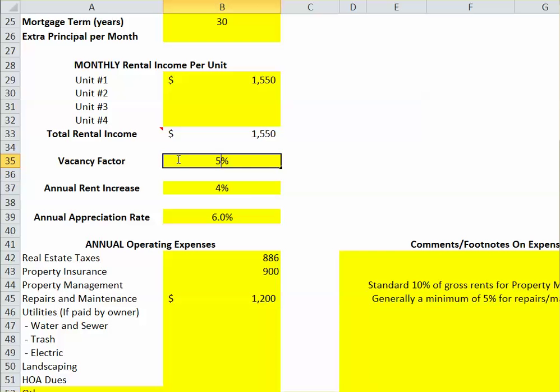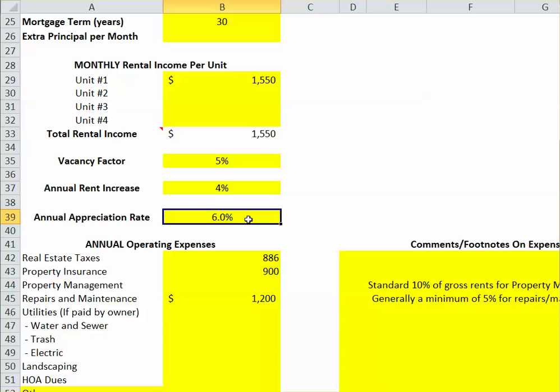So we have a vacancy factor of 5%. Annual rent increase in Metro Denver for the last 44 years has been 4% overall. The last 3 years has been over 30%, skyrocketing rents. That is not going to last forever. Someday we'll come back to earth. I'll put in a very conservative 4% because that's what it's been for over 40 years.